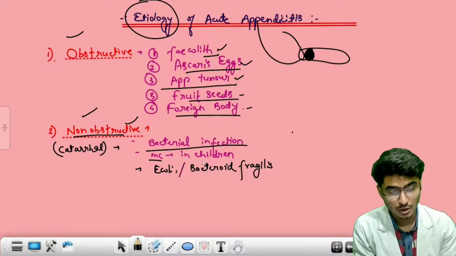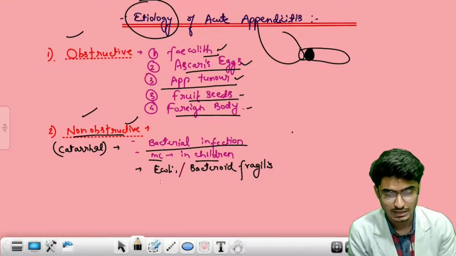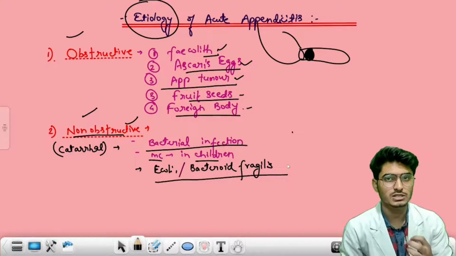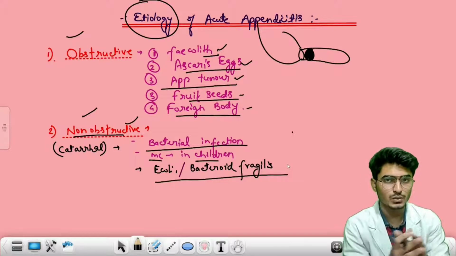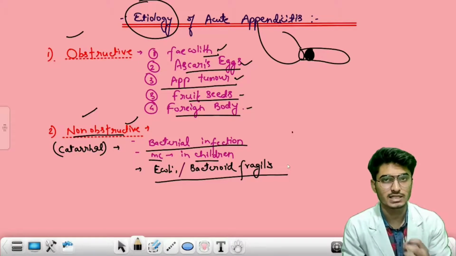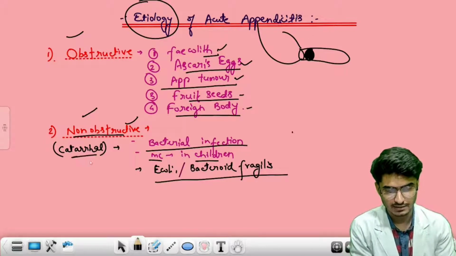The non-obstructive etiology is basically caused by bacterial infection and is more common in children, and the organisms involved in this case are E. coli and Bacteroides fragilis. These organisms cause injury, leading to inflammation, and that inflammation leads to mucosal congestion, causing the obstruction here. That is called catarrhal appendicitis.